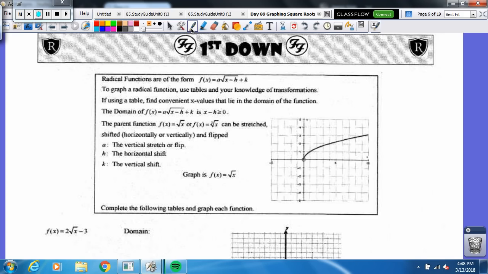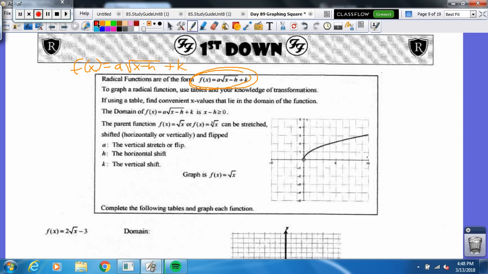We are going to graph some square roots today. So, graphing square roots. This is the function we're going off of, okay? So write this in your notes. F of x equals a times the square root of x minus h, plus k.